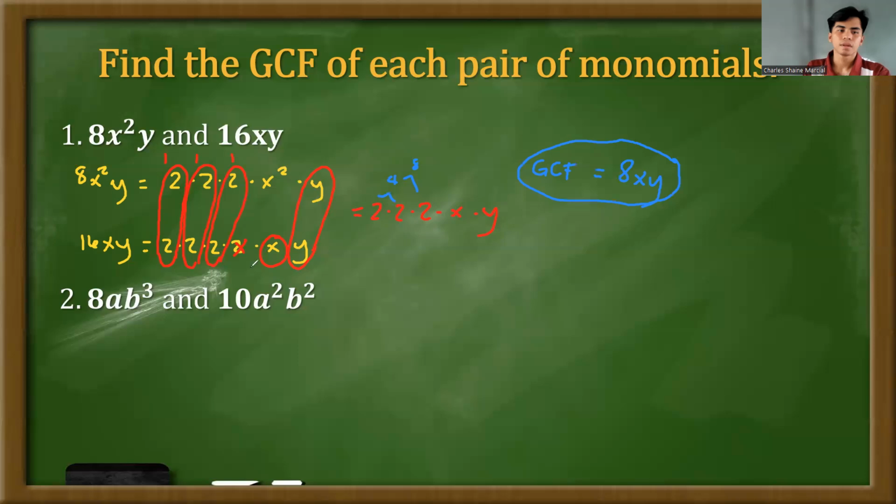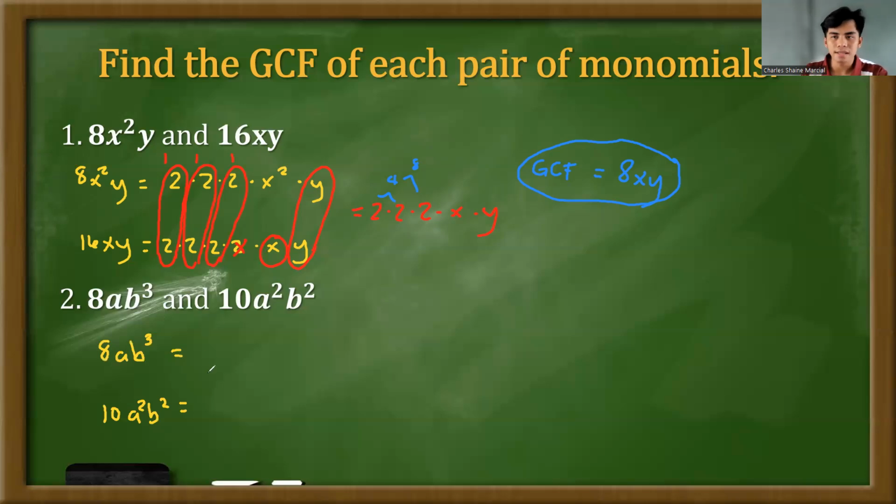Okay po. Sige. Let's have another example. We have 8ab cubed and 10a squared b squared. Sige. So, kung pinapanood nyo to, ang gawin nyo muna, i-pause nyo muna itong video, then try nyo munang sagutan sa papel nyo ng mag-isa. Okay? Huwag nyo munang panoorin ito, i-stop nyo na muna.